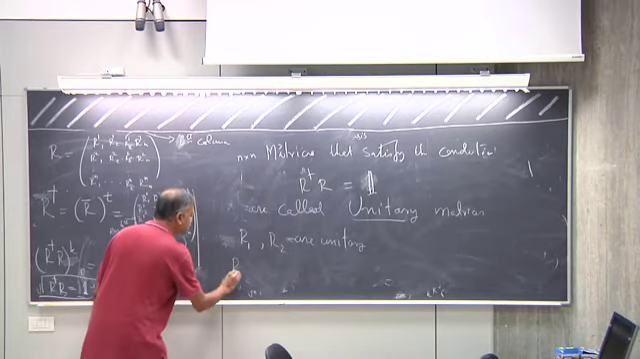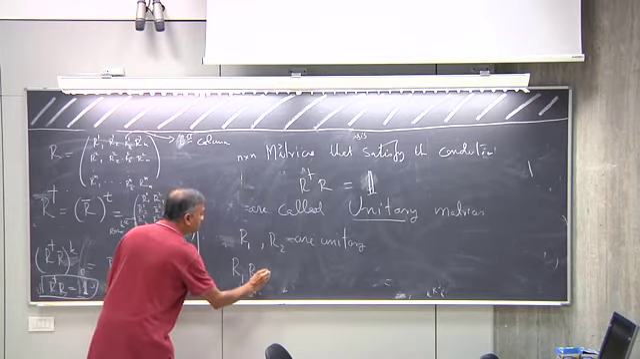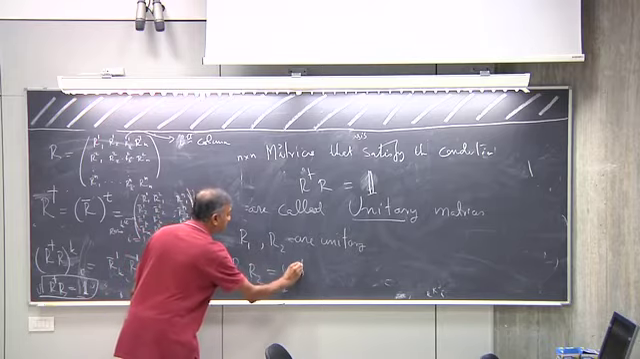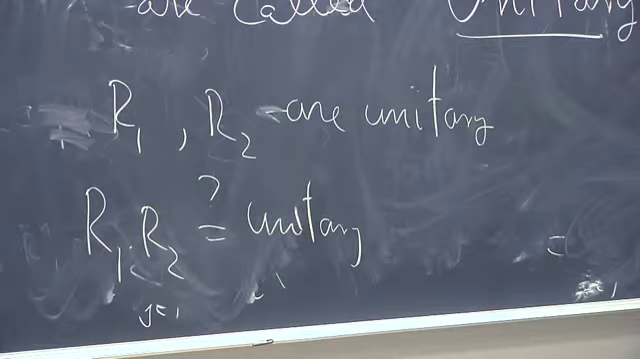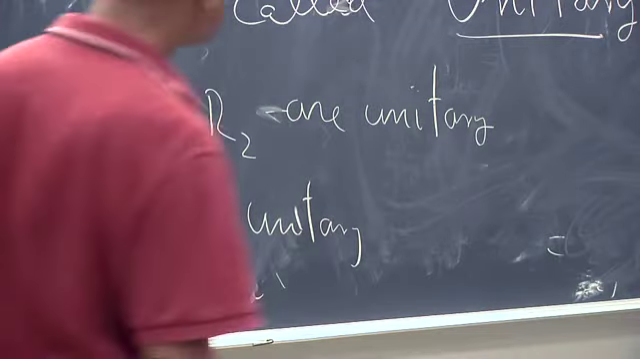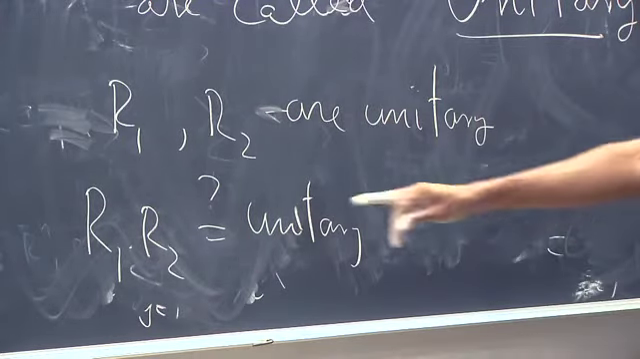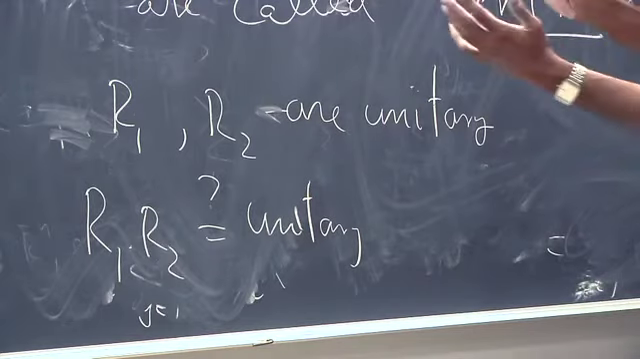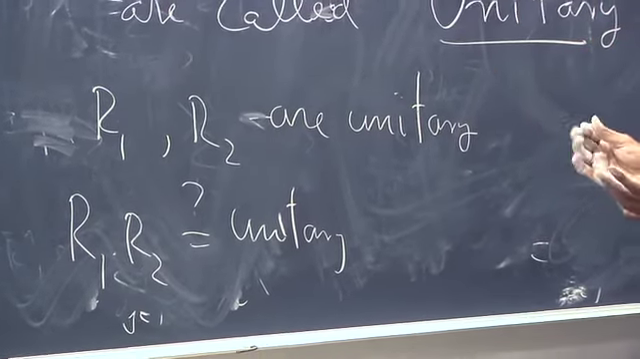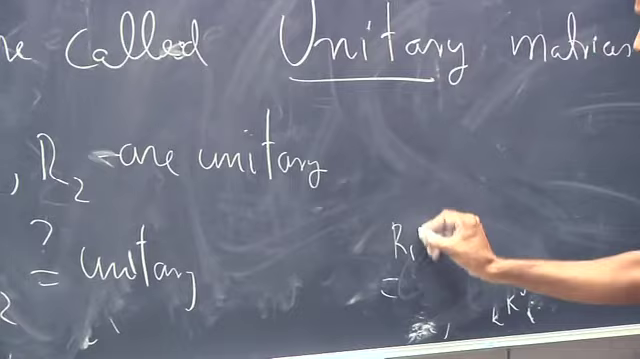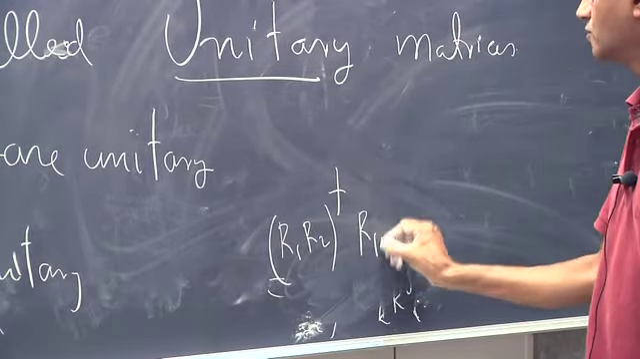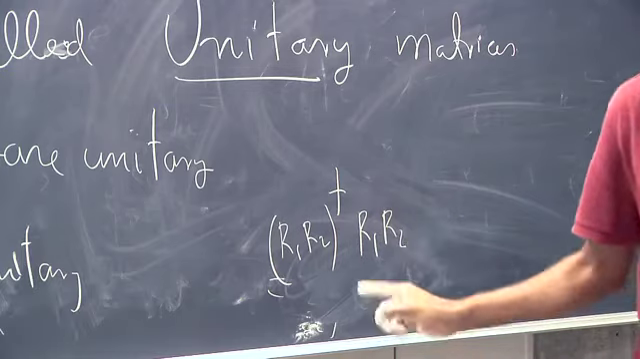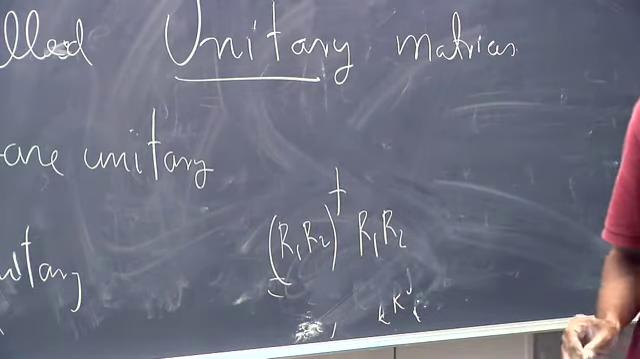Question is R1 times R2, is it unitary or not? That's the question. So let's check it. I take R1 R2 and multiply from the left the dagger of that. So I want to consider (R1 R2) dagger times R1 R2. These are all matrix multiplications.